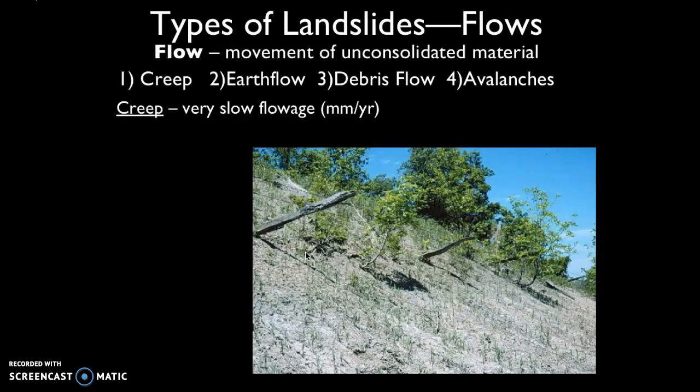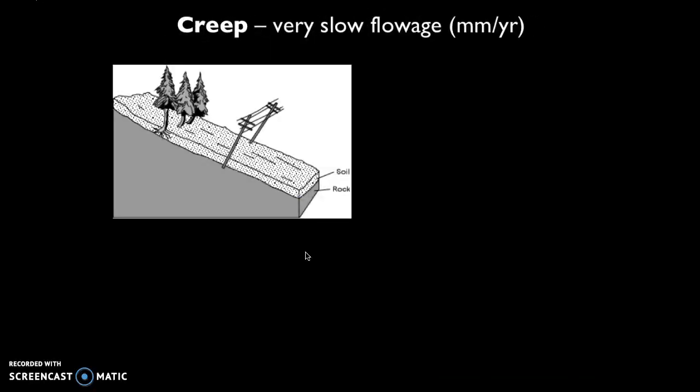So here's an example of that fence that is now tilted. It's very obvious in this case that there has been creep ongoing. Okay, so here's just another image showing you the tilted poles and the curved trees. And it's showing you that the whole soil is moving very slowly, but it is moving downwards.